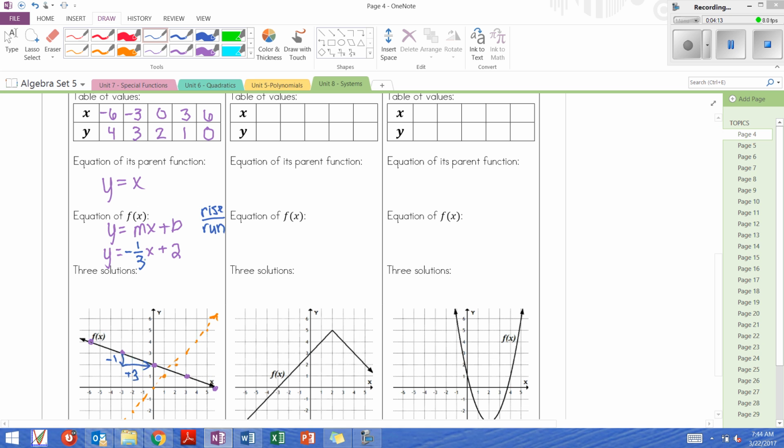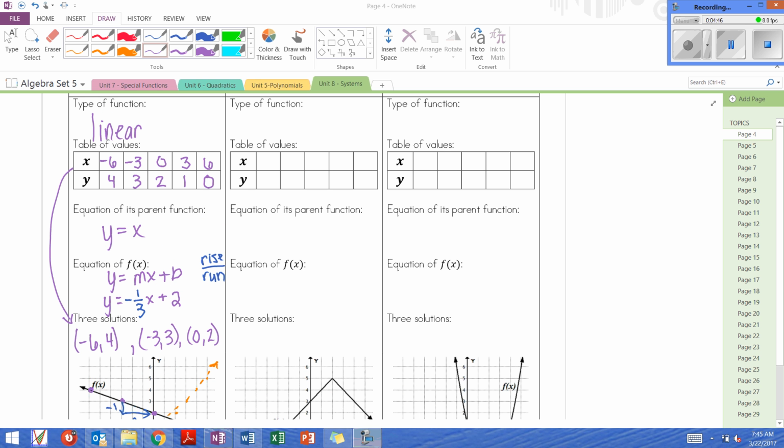Solutions are any point that lies on the line. So I can actually pull all of my solutions from this table of values. I could get creative and try to get points that are not in the table of values, but why would I do that? Why would I make it harder? So let's just list off the first 3 here: -6, 4, -3, 3, and the y-intercept of 0, 2. Those are 3 solutions, 3 points.